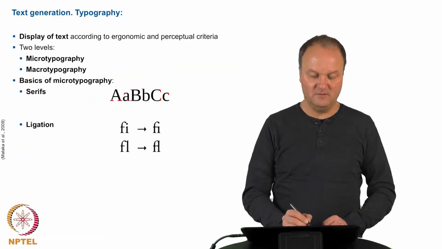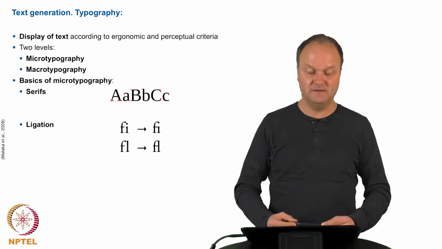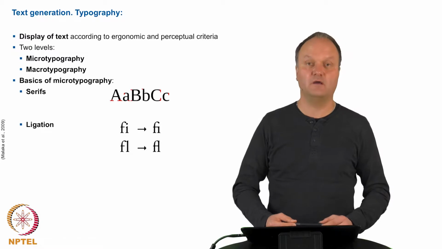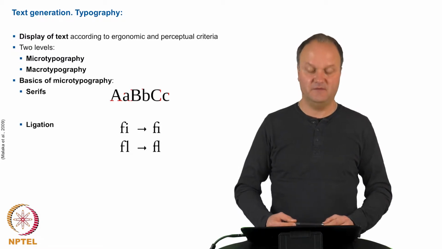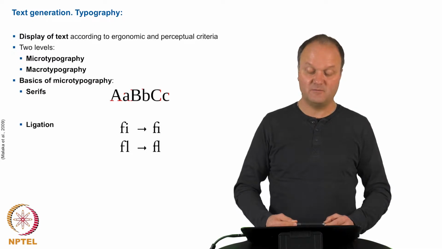In the present video, we will talk about text generation, and more precisely how to organize text according to ergonomic and perceptual criteria. This process is called typography. Actually, we can distinguish two levels of typography, which we call micro-typography and macro-typography. Micro-typography is the small-scale text composition, whereas macro-typography is the composition of text on a piece of paper or on a screen. Let's first address the basics of micro-typography.